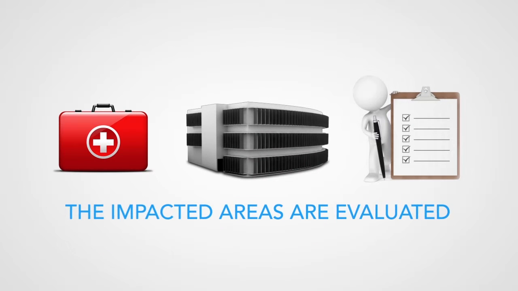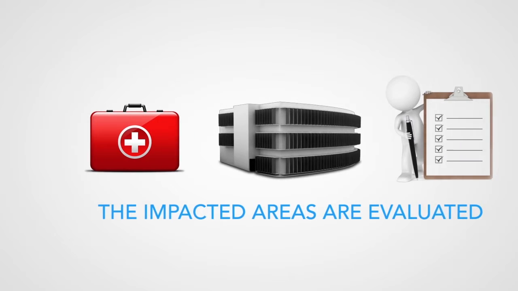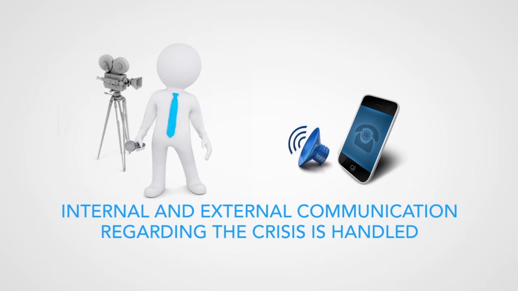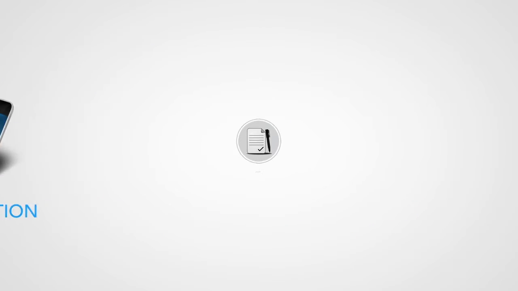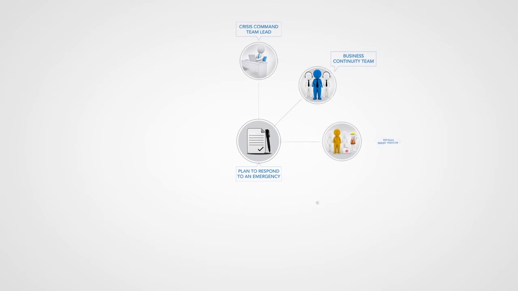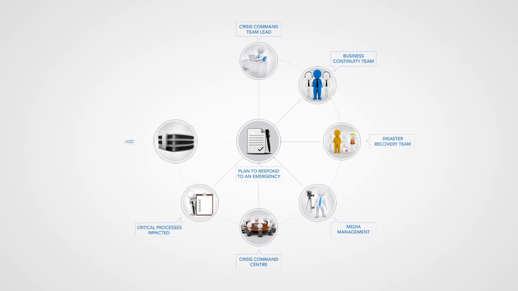The affected areas, such as health and safety of the employees, image of the organization, and the critical processes impacted, will be evaluated. External communication such as media exposure of the disaster and internal communication such as notifying employees of the situation and the recovery action in place will be handled by designated personnel. When a disaster occurs, all these components will come together to follow through with the business continuity plan.